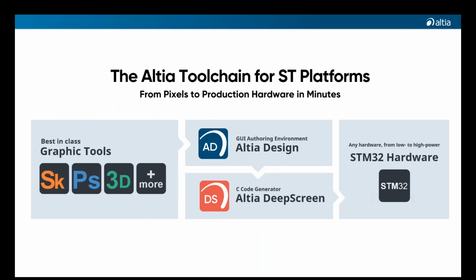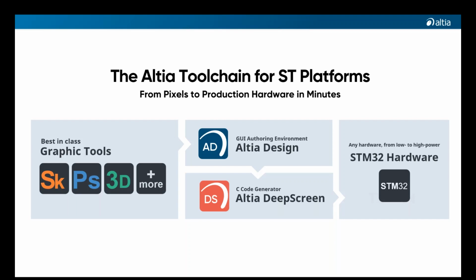Let's talk about the Altia toolchain for the ST platforms, where we can go from pixels to production hardware in literally minutes. You start with the best-in-class graphics tools, whether that's Sketch, Figma, Photoshop, or 3D tools like Maya. Those graphics are then imported into Altia Design, which is our GUI authoring environment. Once you are in Altia Design, you add in the various animations, put things into layers, and work with 3D effects and various shaders if you need them.